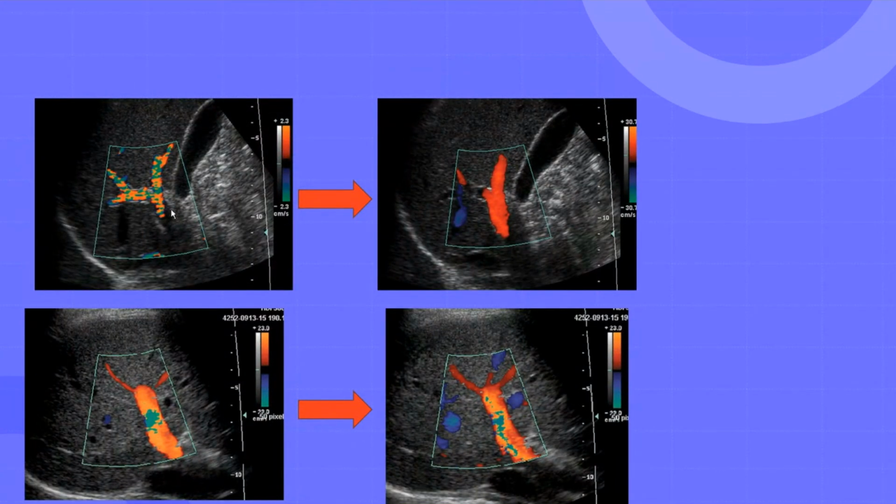So look at these two examples. In the first one, the scale is too low. Aliasing is seen within the portal vein. After changing the scale, the portal vein is well demonstrated. In the second one, the portal vein is well seen, but the hepatic veins are not filled with color. This is because the wall filter is set too high. After we adjust the wall filter, the hepatic veins are seen filled with color nicely.